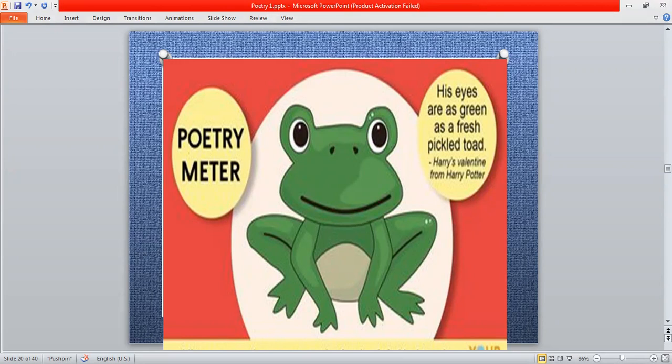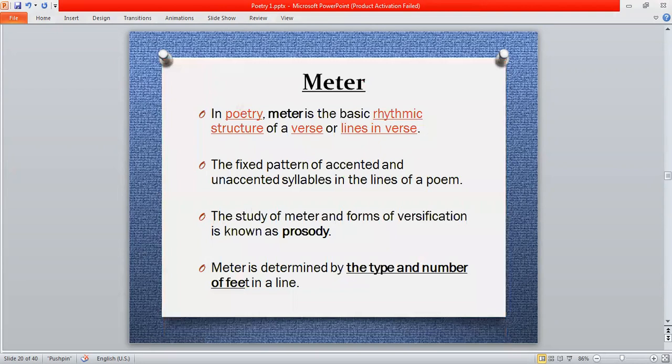What do we mean by poetic meter? As the word denotes, meter is the basic rhythmic structure, البناء الإيقاعي, of a verse, بيت شعر, or lines of verses, مجموعة من الأبيات. The fixed pattern of accented, means stressed, and unaccented syllables.